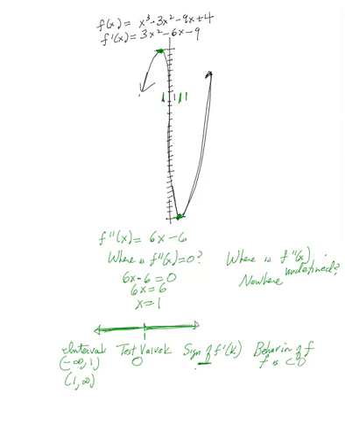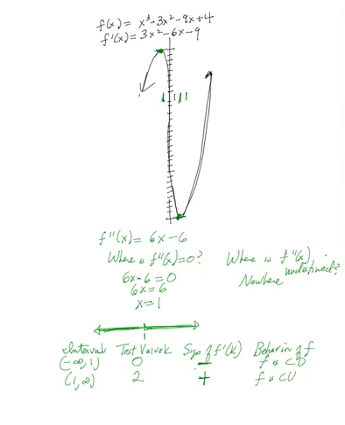Pick a number bigger than 1. How about 2? Plug 2 into the second derivative. I get 6 times 2 minus 6. That's positive. So this tells me f is concave up. The second derivative being positive means the graph is concave up.